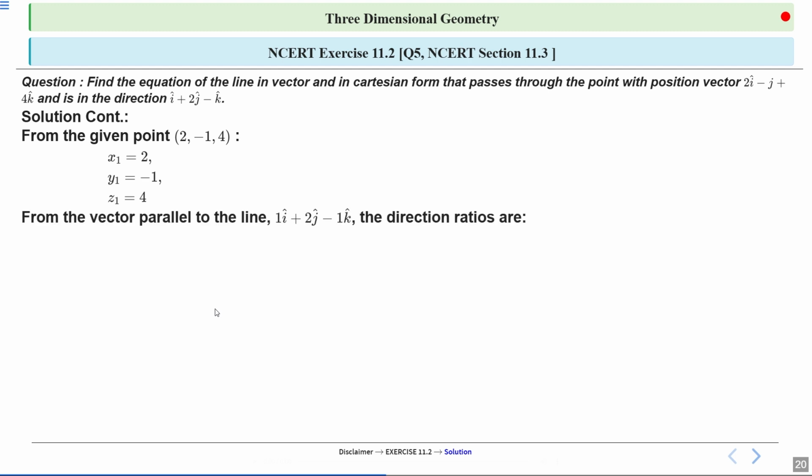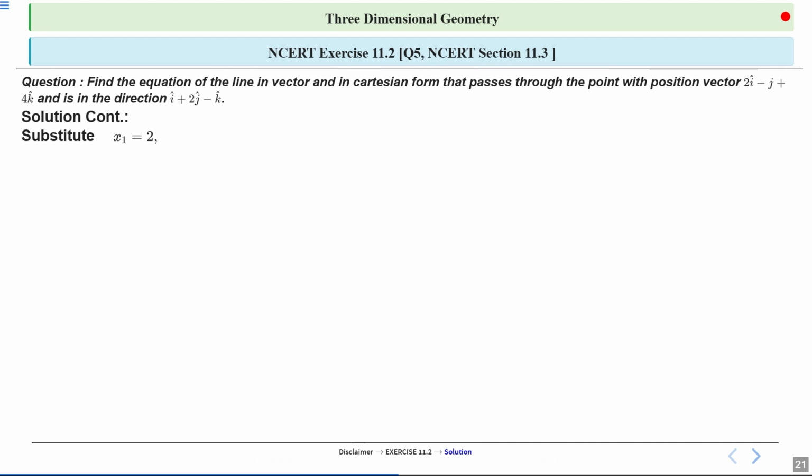Now, let's look at the direction vector, which is i cap plus 2j cap minus k cap. This vector gives us the direction ratios for the line. The first direction ratio a is 1. This is the coefficient of i cap in the direction vector. The second direction ratio b is 2. This comes from the coefficient of j. The third direction ratio c is negative 1. This comes from the coefficient of k.